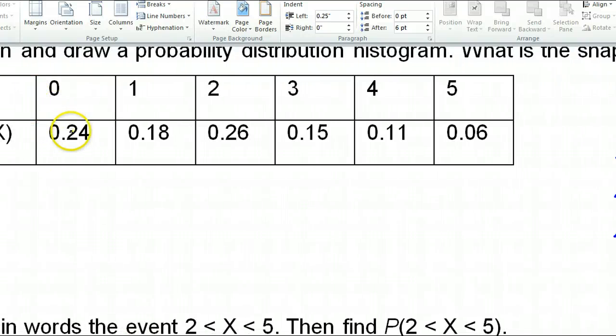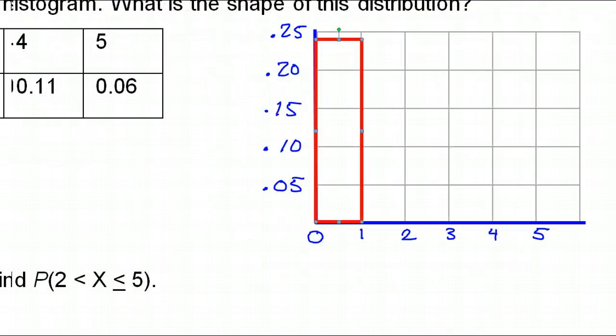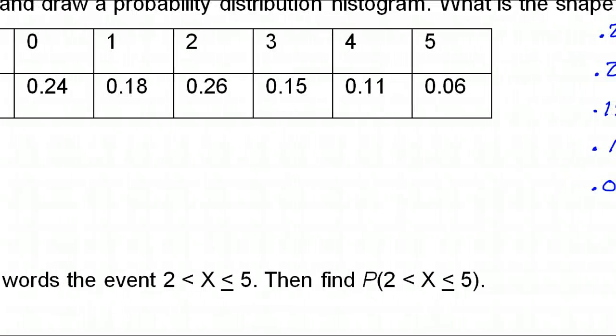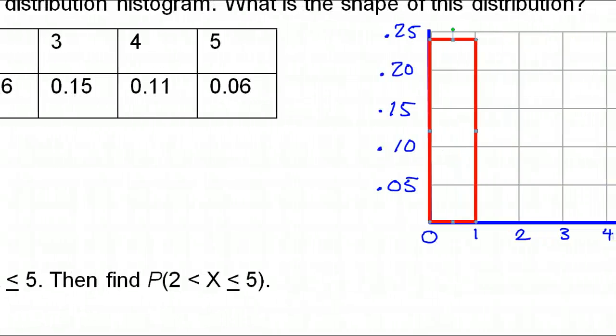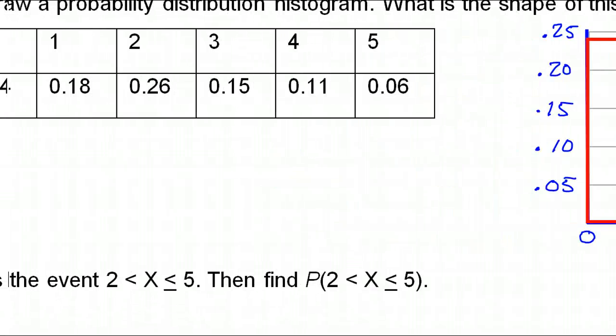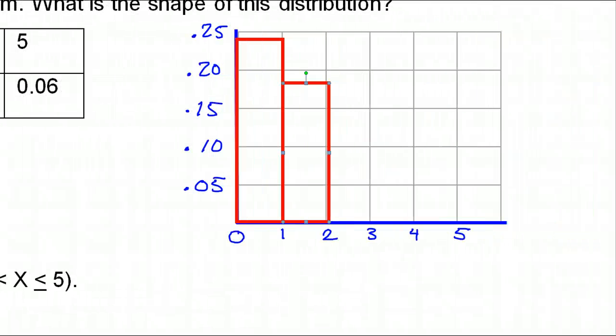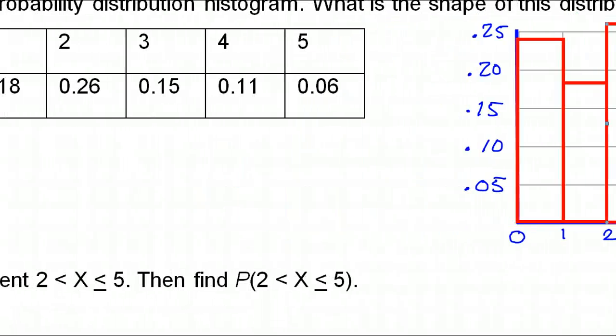So now let's get our bars going. At 0, it goes up to 0.24. So it's just going to be a little bit short of this. All right, there's our first bar. And then the next one will be at 0.18. That'll be below 20 here, between 15 and 20. Right about there will be pretty good. And then next we have the 0.26. That's the big one that's going to be right up here. Let's check that out. There's a nice 26.